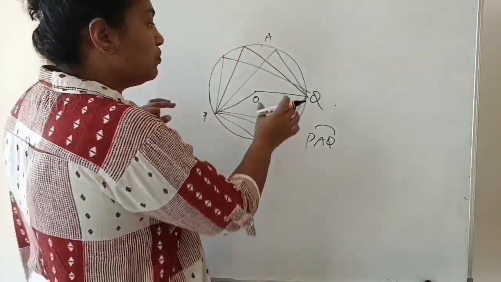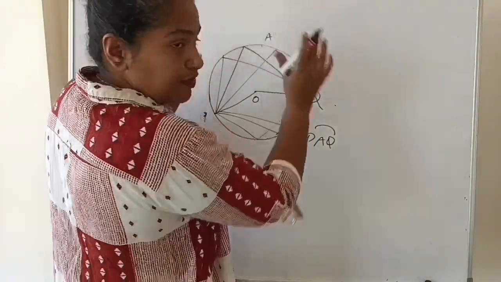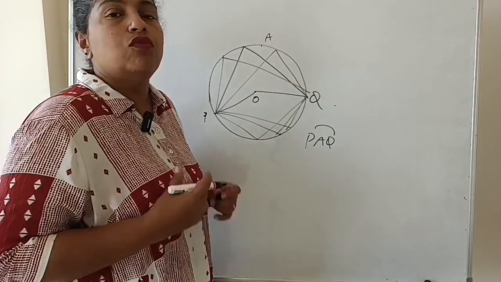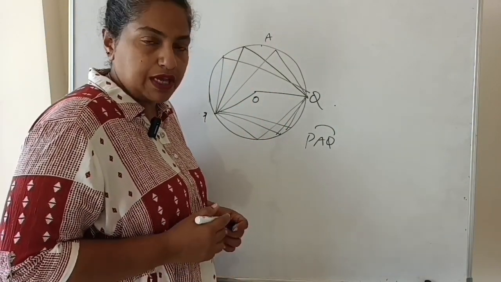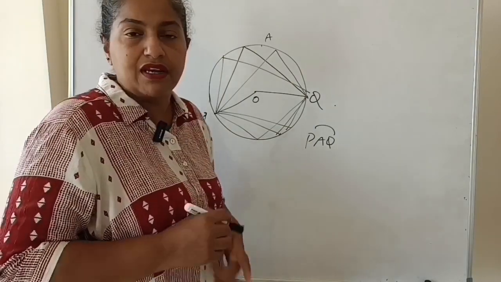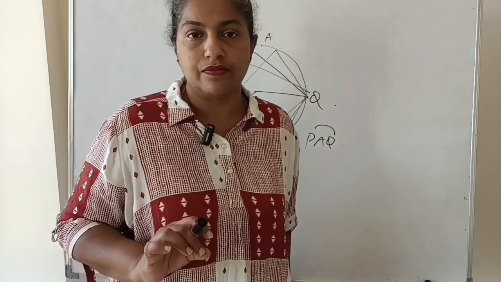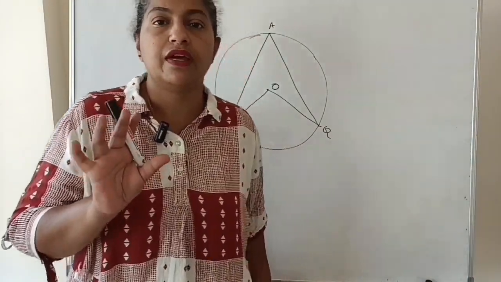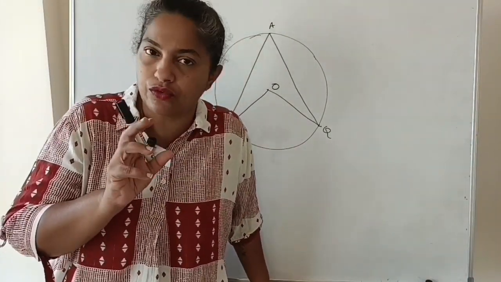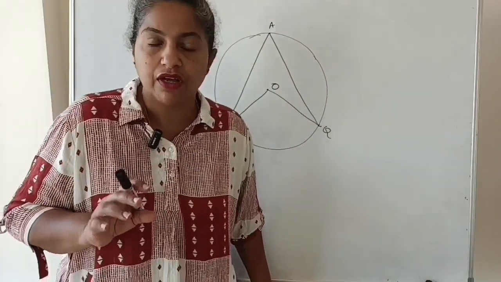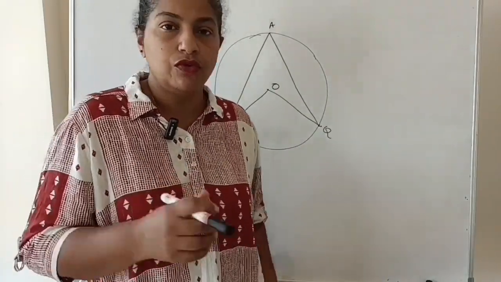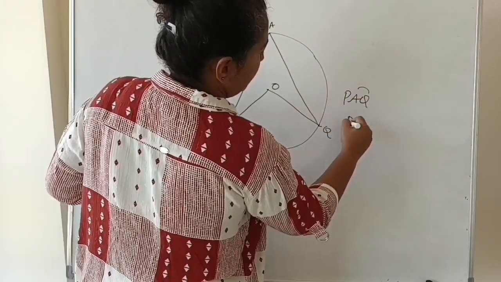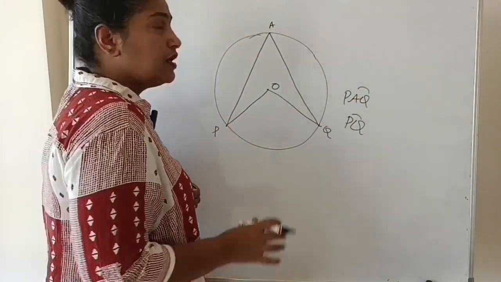The angle that 2 points which define an arc form at the circumference of the circle and at the center of the circle: what is the relation between both of these? Now let us draw a proper diagram and have a look at the theorem. We have a circle with a center O, and P and Q are 2 points that have divided the circumference into 2 arcs. PAQ is a major arc and PQ is a minor arc. So I have a major arc PAQ and I have a minor arc PQ.